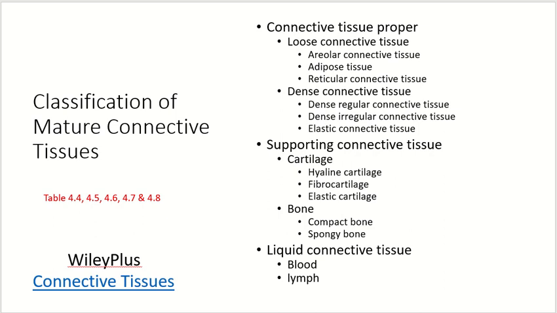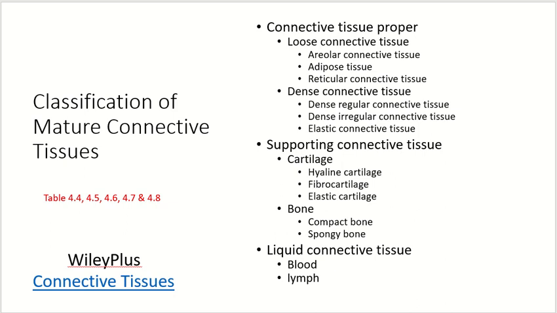We then have our supporting connective tissue. These are things like cartilage and bone. Cartilage includes hyaline cartilage, fibrocartilage, and elastic cartilage, and we'll look at all three of these. The other type of supporting connective tissue is bone. We've got compact and spongy bone. We're not going to get into bone so much because we've got an entire chapter on that later.